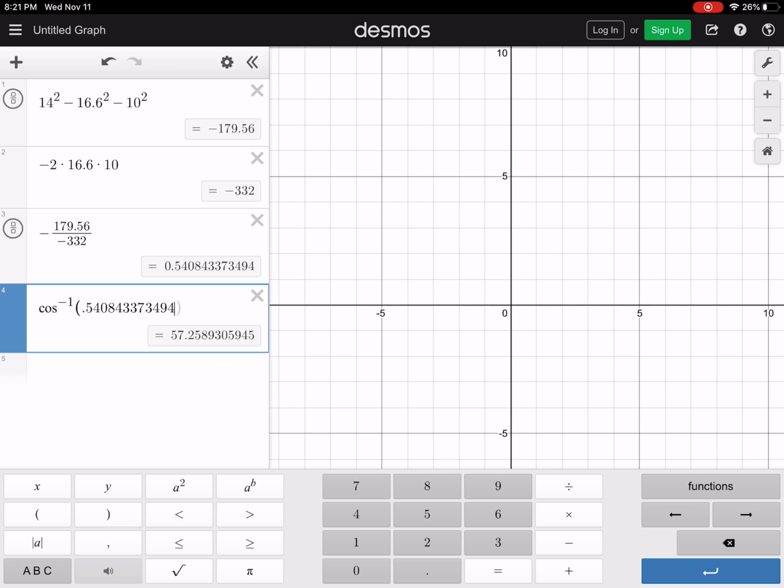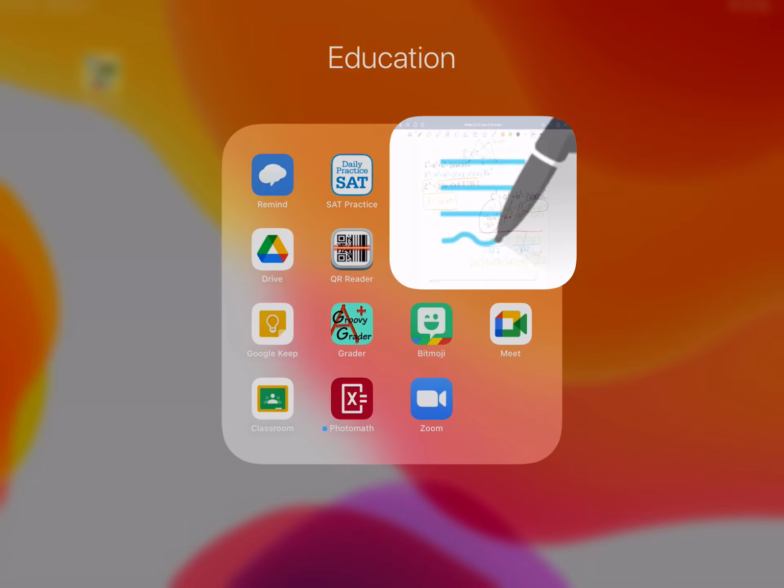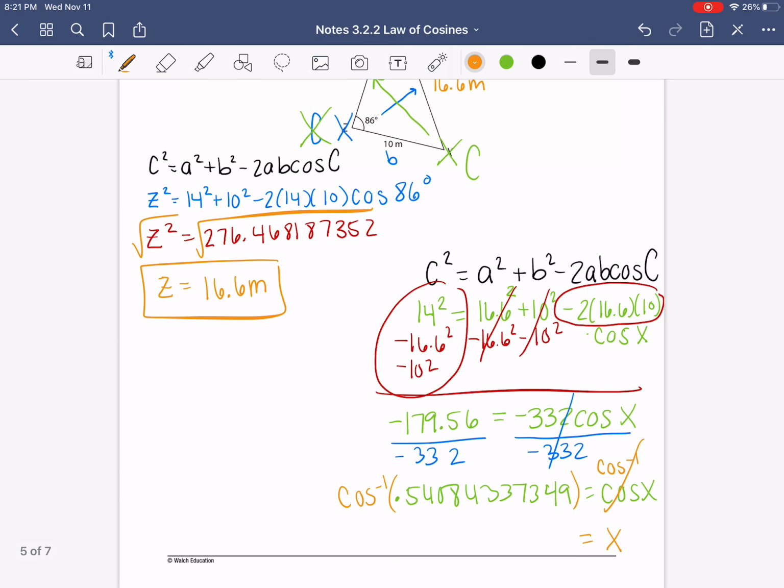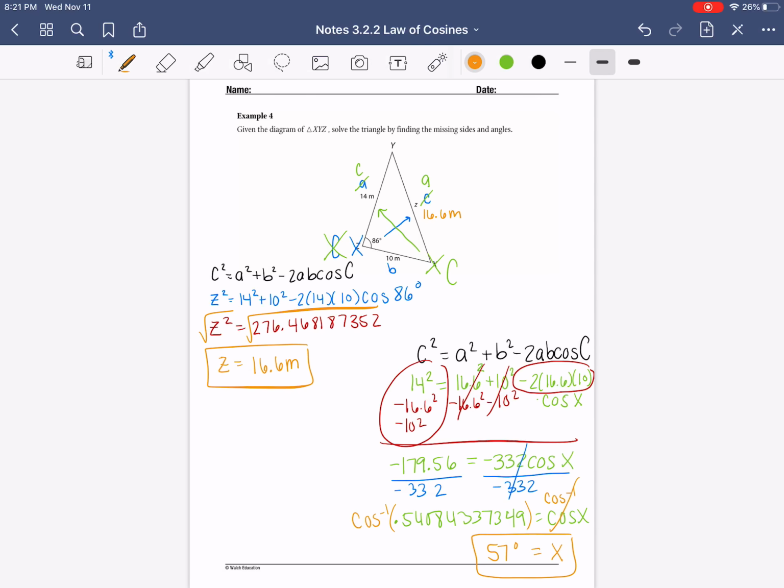I get 57.2589. It didn't tell us where to round. We're going to round to the nearest whole number. So our angle is going to be 57 degrees. If the problem tells you where to round, make sure you pay attention to that and round that way. But this one didn't tell us where to. So I did whole angle, 10th for the side. So this angle right here is 57 degrees.